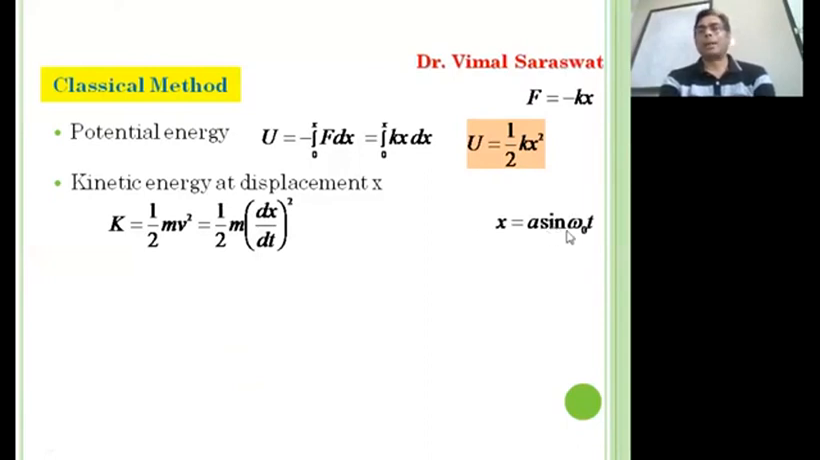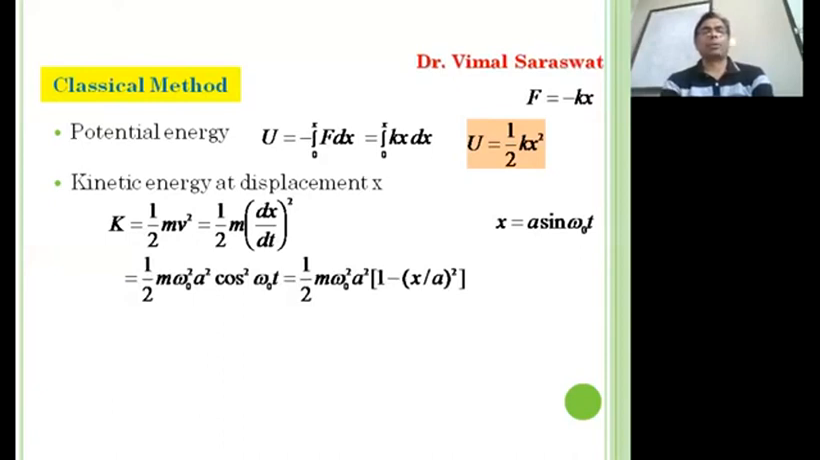But x is equal to a sin omega naught t, so its differential will be a omega naught cos omega naught t. So we substitute the differentiation of this from here to here. Then K is equal to half m omega naught square a square cos square omega naught t, or this will be half m omega naught square a square, and in bracket cos square omega t.